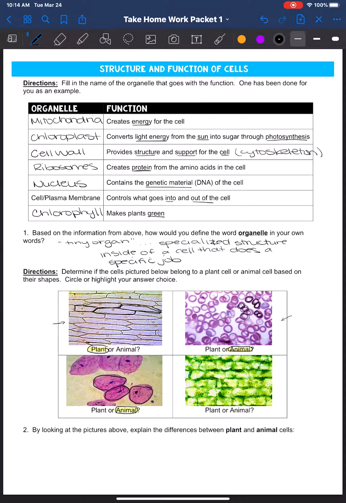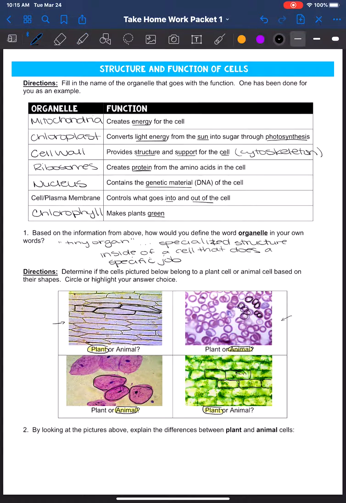And then the last one, I see boxy shapes with a very specific structure, and I also see on the inside lots of these green dots. What do you think those are? Probably chloroplasts, chlorophyll. So I know that that is going to be a plant cell.